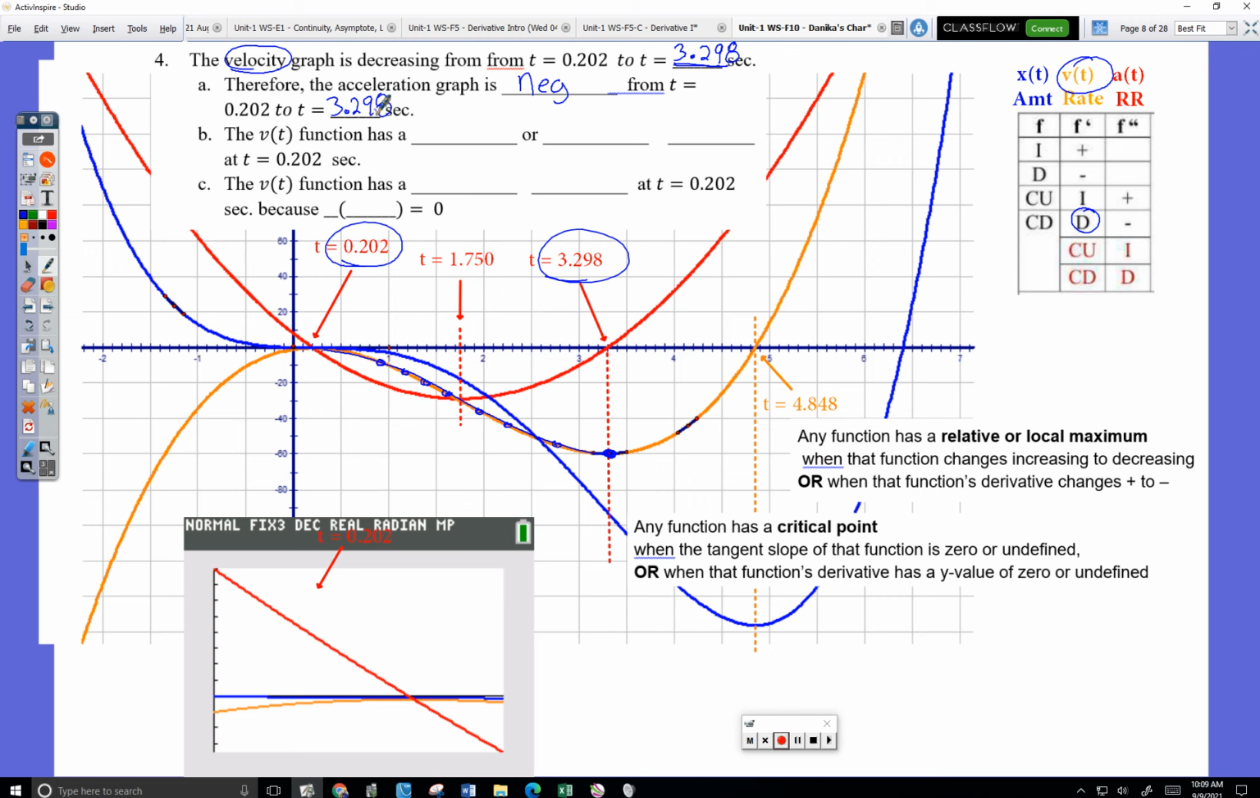Now again, that really means two different things. That means if you look at the y-coordinates of the acceleration for this time period, all of these y-coordinates on the red must be negative, and they are. But it also means a y-coordinate of acceleration is the slope of the velocity. So that means that all of these tangent slopes on the velocity must also be negative.